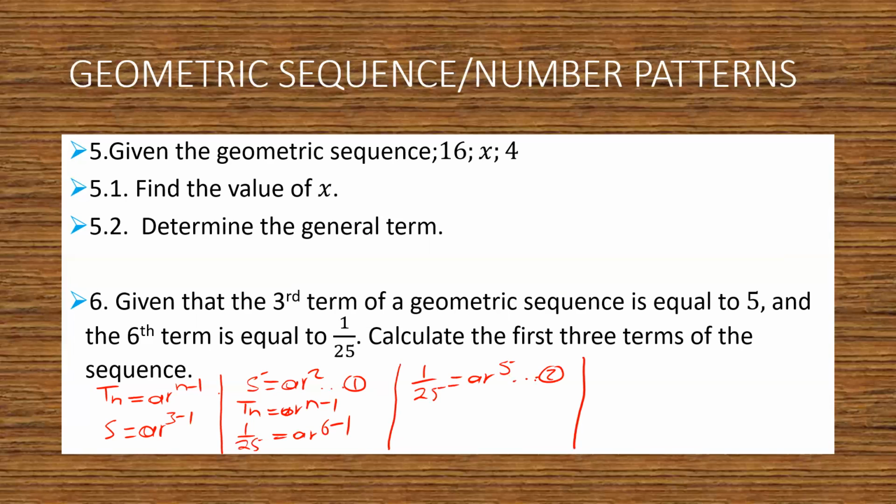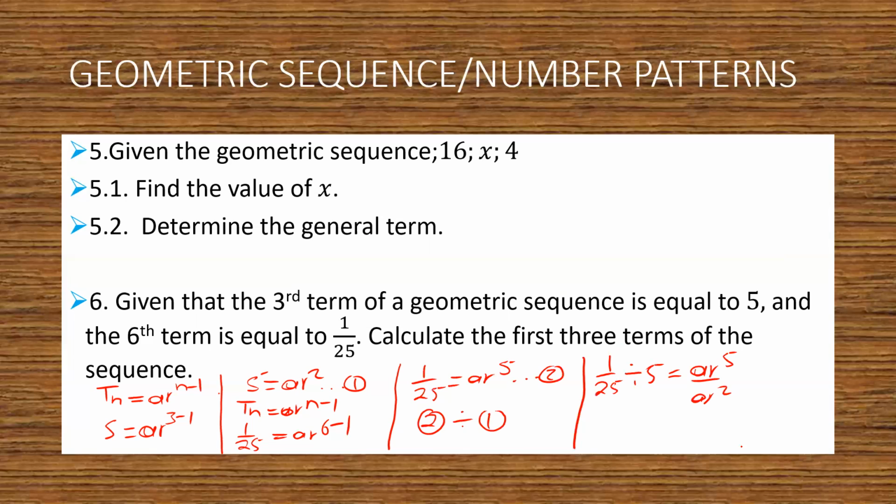I said equation 2 divided by equation 1. So you set equation two divided by equation one. So it'll be 1 over 25, you divided this by 5. It'll be equal to AR to the exponent of 5, you divided this by AR to the exponent of 2. Am I right?